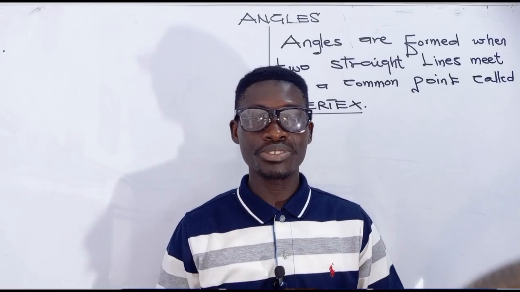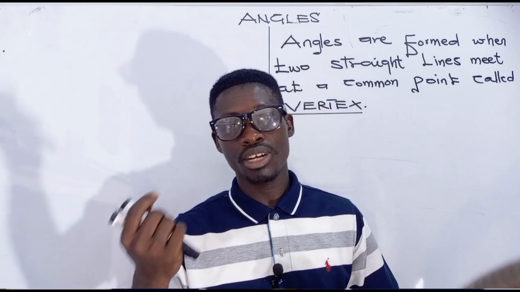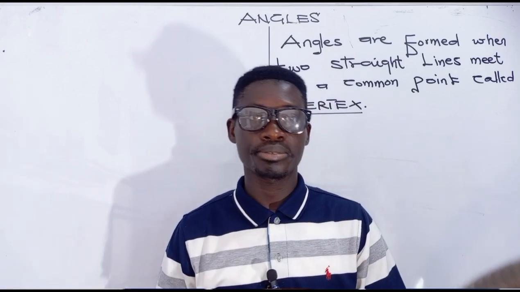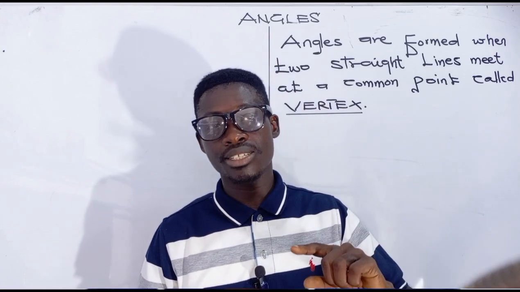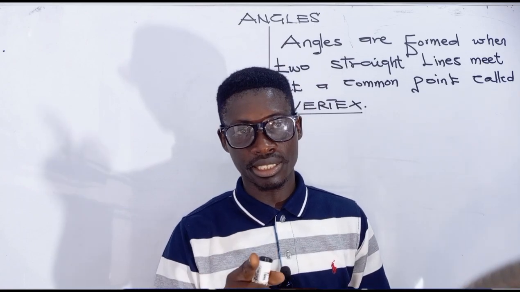So in this very lesson, we want to learn how angles are being formed and then the types of angle. So let me ask you, what is an angle? Angles are formed when two straight lines meet or intersect at a common point called the vertex.